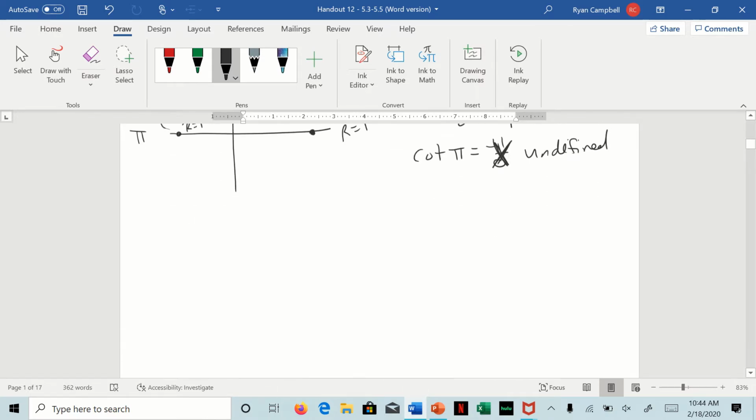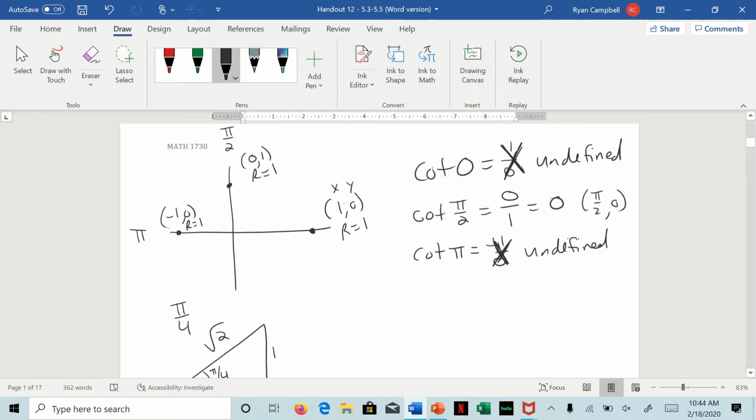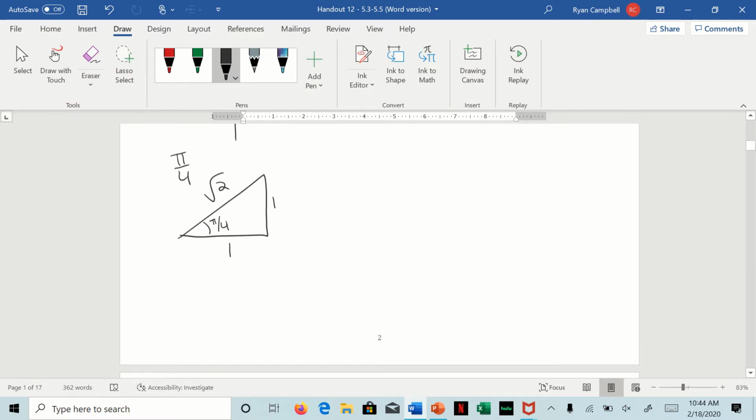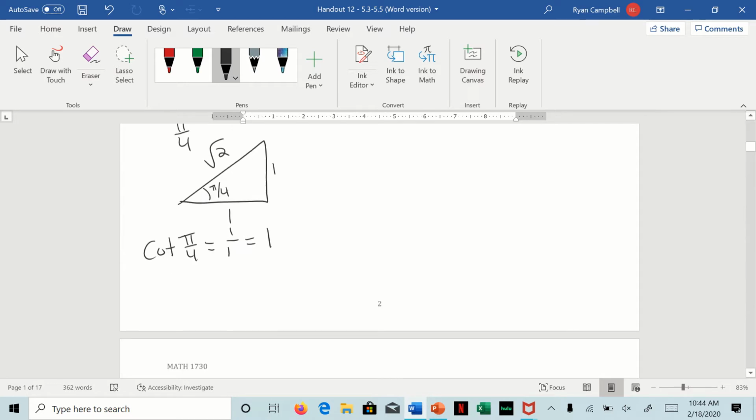So let's just graph pi over 4. Remember, pi over 4 is a 45-degree angle. So for 45, we got 1, 1, square root of 2. Since we're in the first quadrant, everything's positive, so we don't need to worry about that. So we can see that the cotangent of pi over 4 is just going to be 1 over 1, which is 1. So our point is pi over 4, 1.